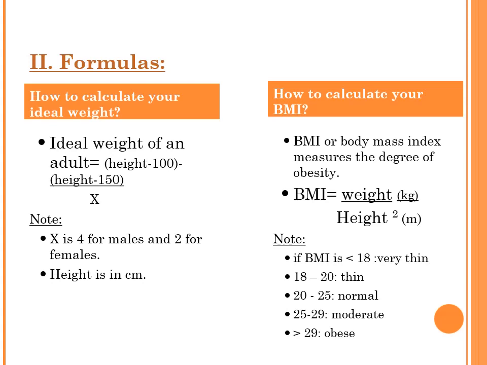The body mass index or BMI, which measures the degree of obesity, equals the weight in kilograms divided by the height squared in meters. Note, if the body mass index is less than 18, you are very thin. If it is between 18 and 20, you are thin. If it is between 20 and 25, you are normal. If it is between 25 and 29, moderate. If the BMI is greater than 29, then you are obese.